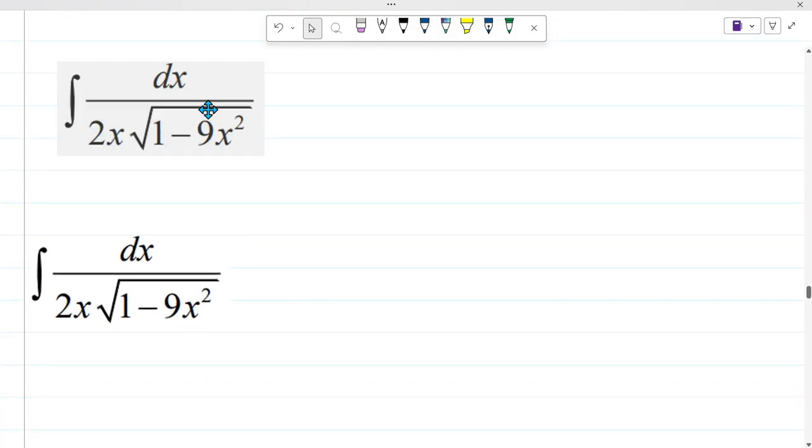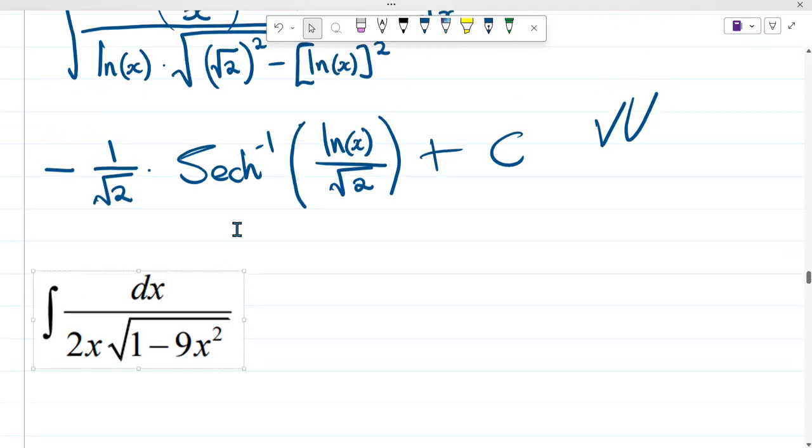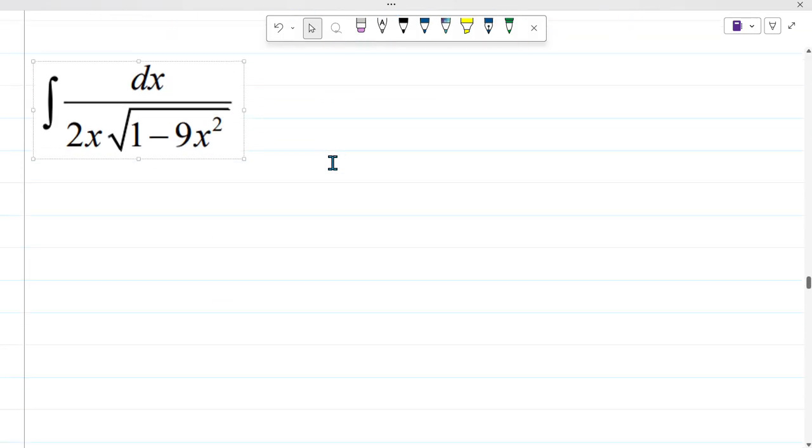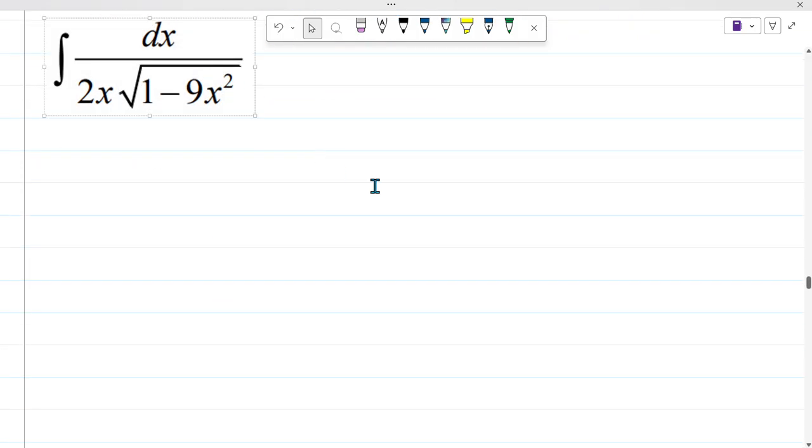So let's check another question here. We have this question. Okay, here we have this question now. We've got integral of 1 divided by 2x square root of 1 minus 9x squared dx. So what are we trying to do here? We're trying to integrate. So I already solved these questions.